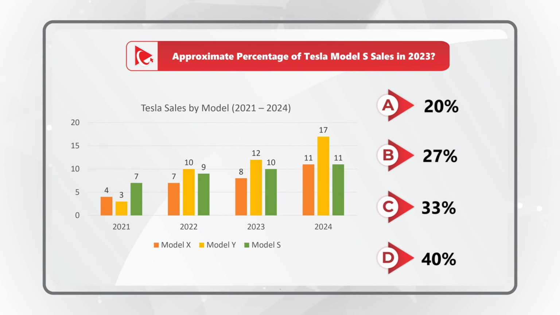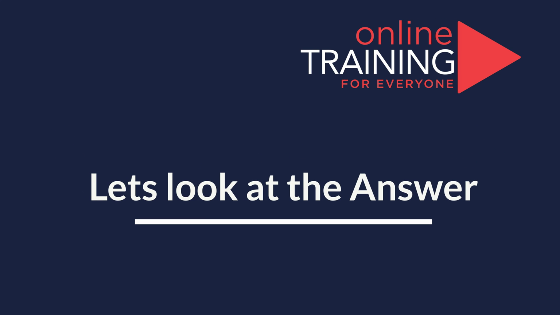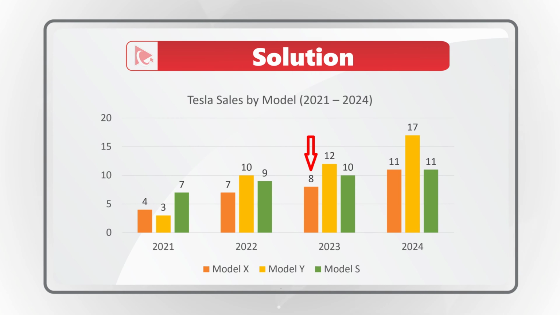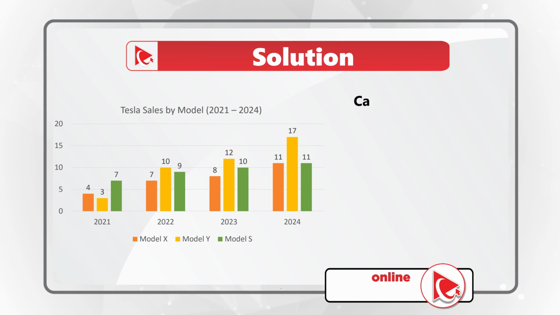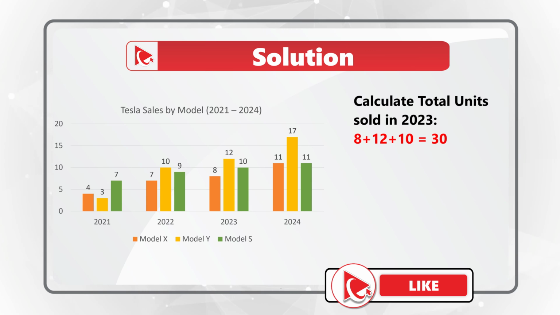Give yourself a little bit of time, maybe pause this video to see if you can come up with the solution. Hopefully you figured it out, because I'm moving forward to share the final answer with you. And obviously, if you have a better way to solve it, please make sure to post in comments. First, let's take a close look at the 2023 sales. You can see that we sold 8 units of Model X, we sold 12 units of Model Y, and then 10 units of Model S. So total units sold in 2023 would be 8 plus 12 plus 10 equals 30.